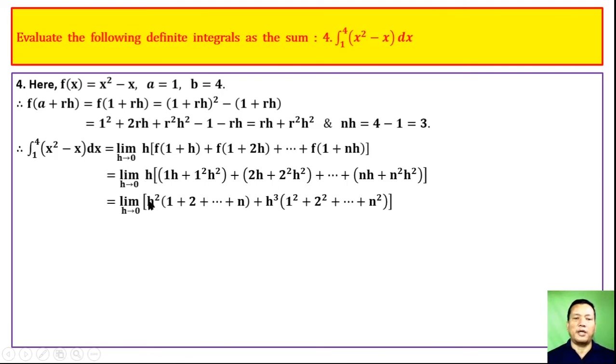Sum of i squared times (1 plus 2 plus up to n). Second term: i squared common, i cubed times (1 squared plus 2 squared plus dot dot n squared). Sum of the first n natural numbers is related. Sum of the cubes of the first n natural numbers. Sum of the squares of the first n natural numbers is related.